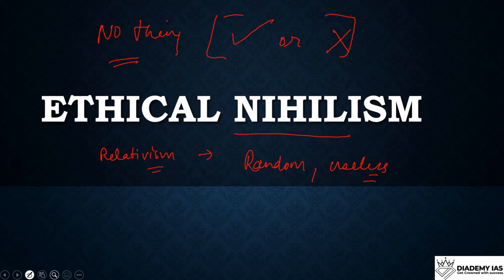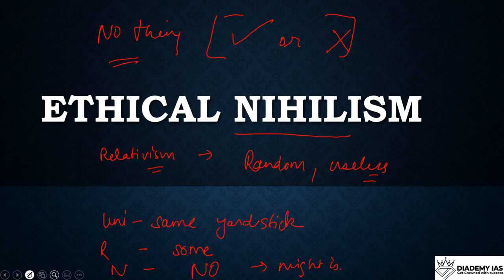Okay, all right, so let me just summarize quickly. Universalists say that there is the same yardstick for everybody, that we will judge everybody at the same level. Relativists say that there is some yardstick for everybody, not the same. Nihilists say there is no yardstick. Basically it means might is right, Jungle Raj, and here Hitler can be justified. Okay, I hope it is clear.